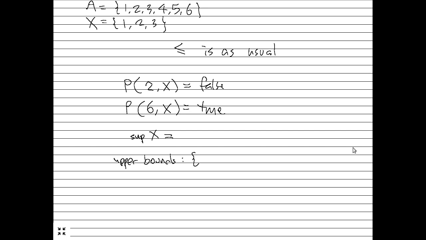Okay, so now the upper bounds consist of 3, 4, 5, and 6. There are 4 elements in this particular set. These are all upper bounds. I'm looking for the one upper bound that is less than or equal to all of the other upper bounds. So which one would it be? 3, very good. Okay, so in this specific case, the supremum of X is simply 3. It is essentially, quote unquote, the smallest of all the upper bounds. Is that okay?